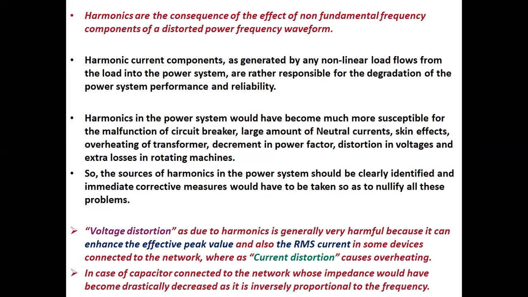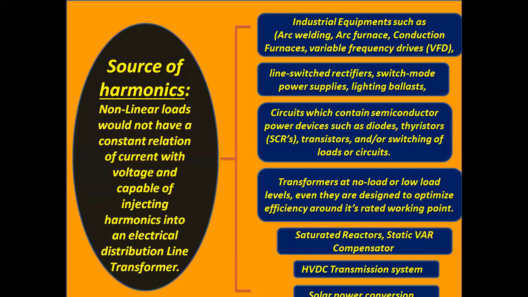Voltage distortion due to harmonics is generally very harmful because it can enhance the effective peak value and also the RMS current in some devices connected to the network, whereas current distortion causes overheating. In the case of a capacitor connected to the network, its impedance drastically decreases as it is inversely proportional to the frequency. See the chart. Sources of harmonics, that is nonlinear loads, do not have a constant relation of current with voltage and are capable of injecting harmonics into an electrical distribution line transformer.